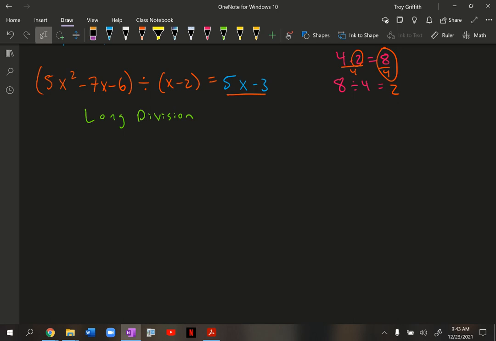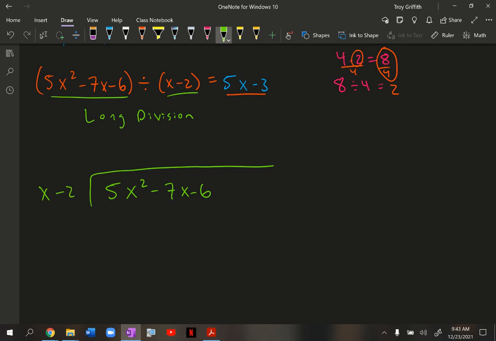And so let's go ahead and set this up. So the first thing that I'm going to do, just like with normal long division, is I'm going to put this thing that I'm dividing underneath this bar right here. I typically call this the house. And then on the outside of it, I'm going to put what I'm dividing by, which is x minus 2. Vocabulary wise, this thing underneath here is called the dividend. And then this thing on the outside is called the divisor.